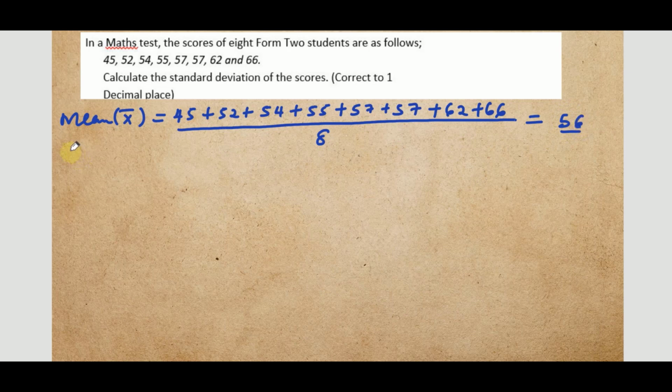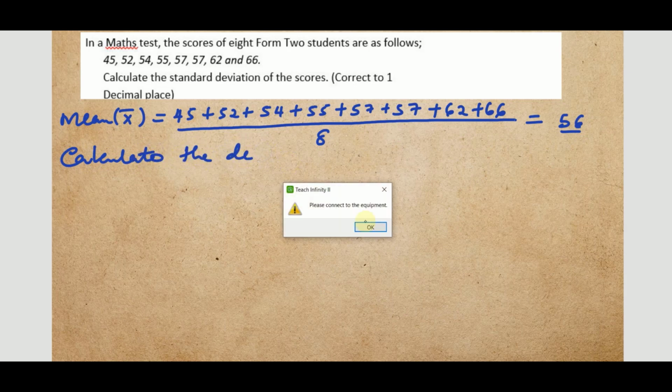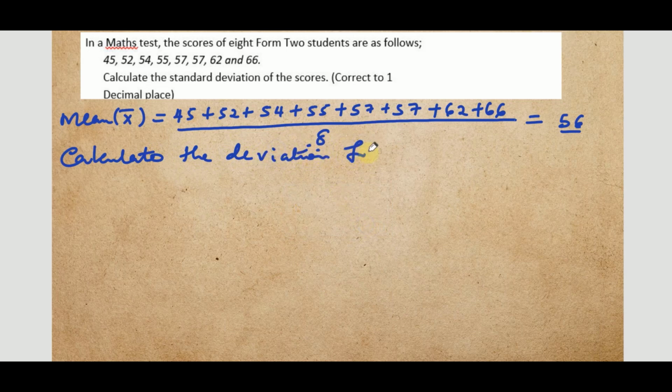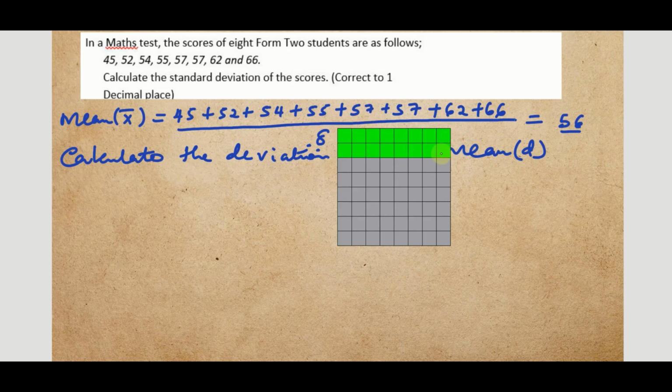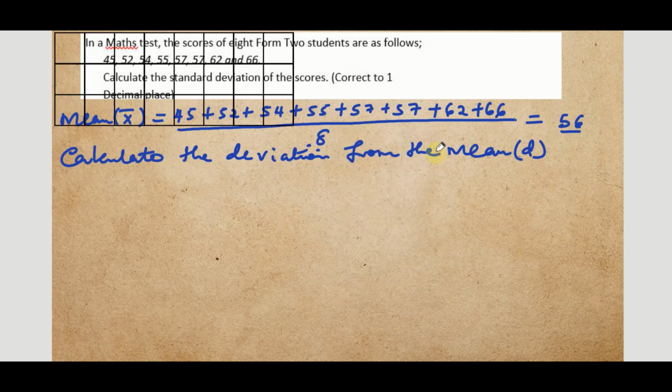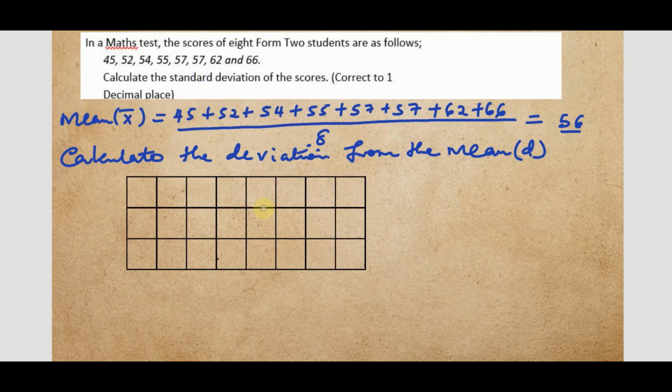So the next thing will be to calculate the deviation from the mean, which you're going to denote with small d. To calculate this, we're going to draw a table.